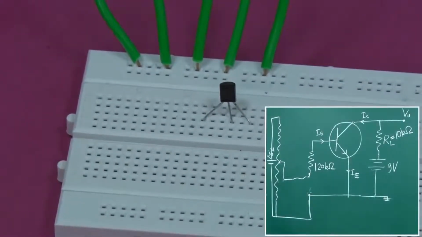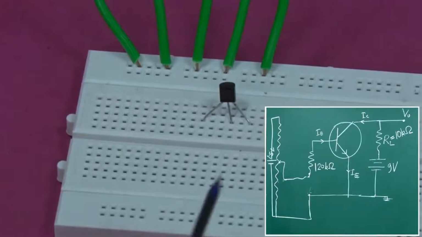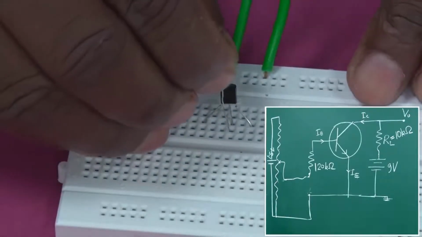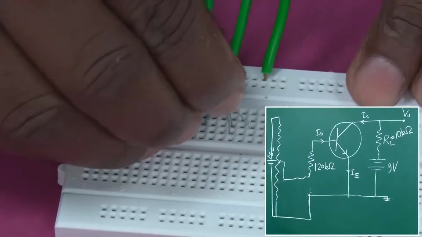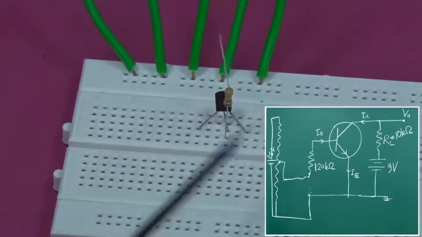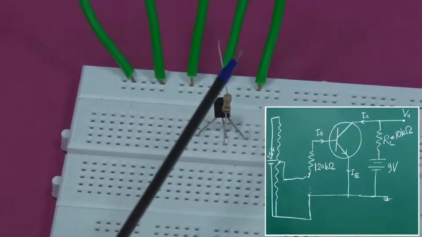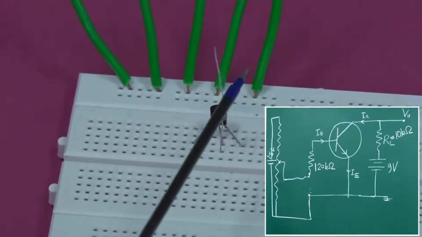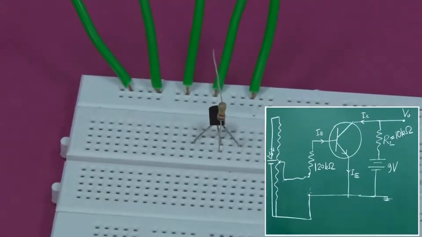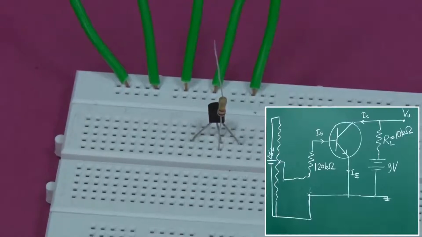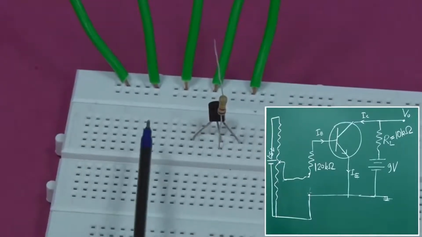With the base, we have to connect a 120 kilo ohm resistance. So, with the base. Okay. One end of the resistance is connected here, and then where does the other end go? That will go to the variable power supply here. So, something has to be connected from here to here. You can put it in any of the holes.